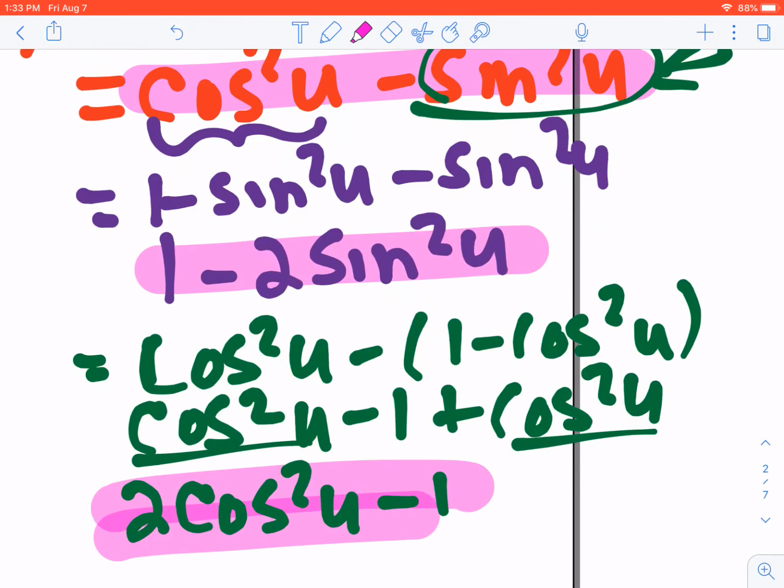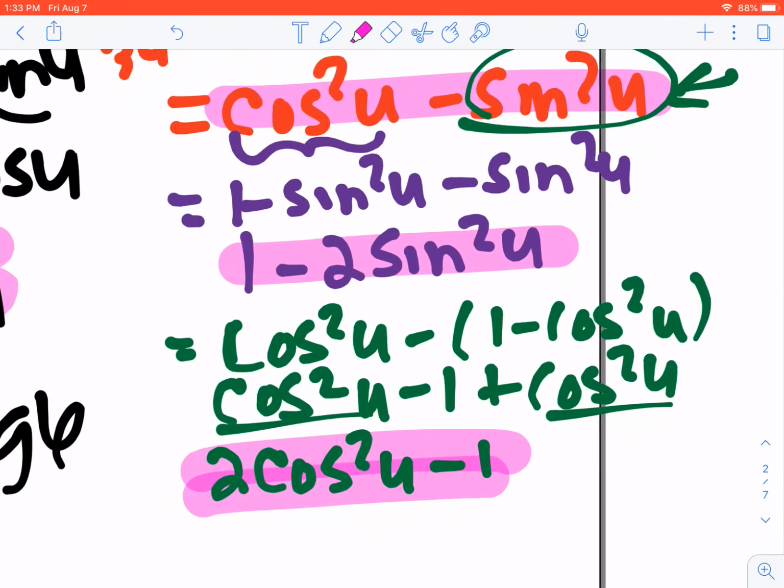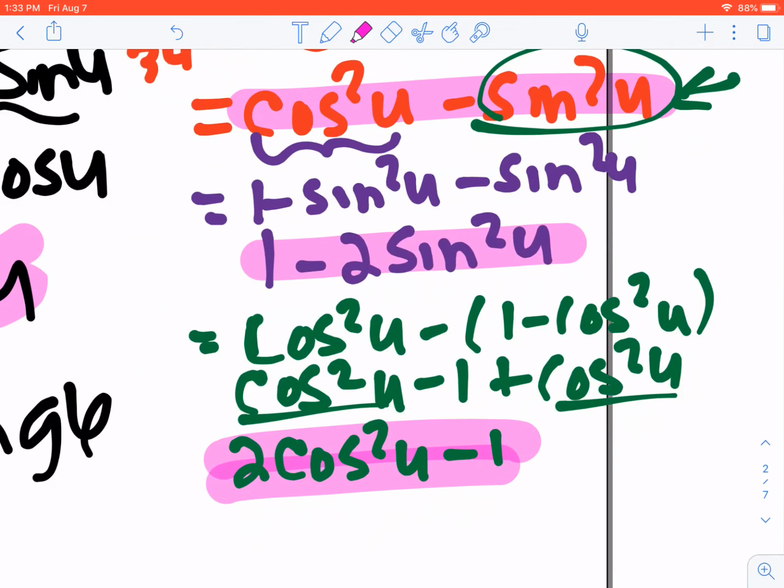So if you're wondering why we need all three, it just depends on the problem and what you're given. But I will tell you that for our next grouping of formulas, you're going to need these two in order to get power reducing. So that's why we discuss them.